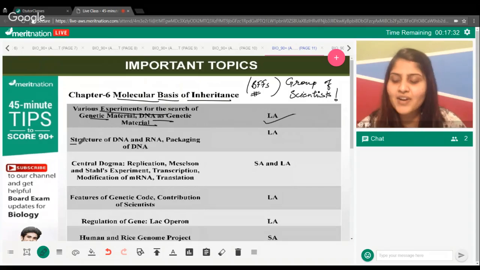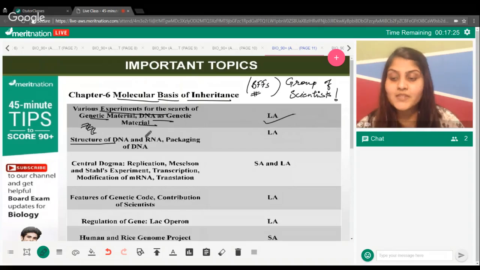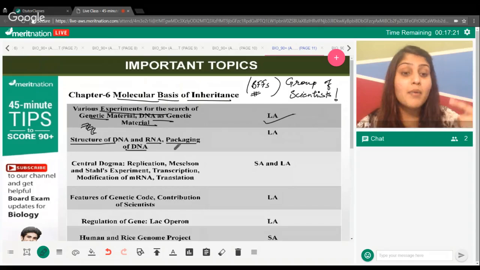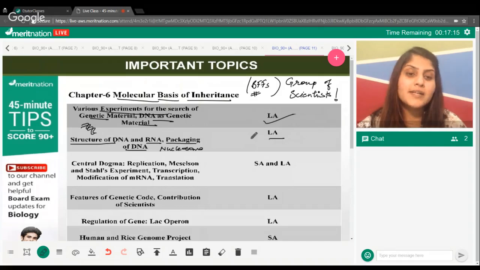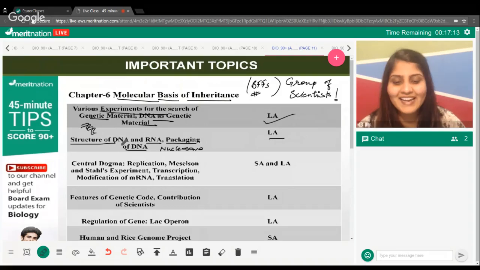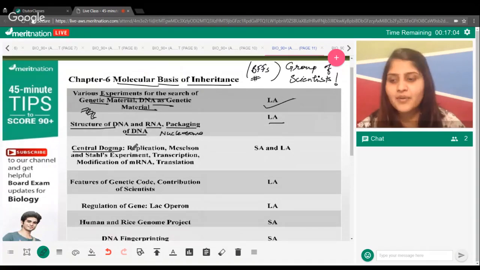A structure of DNA. Remember the beautiful DNA? You need to know who gave that particular structure. You need to know about the structure of RNA and the packaging of DNA. Remember the nucleosome? Please make sure those things are prepared again for a long answer basis. Then comes the biggest principle, that is central dogma. And I know people have a hard time understanding replication of DNA.